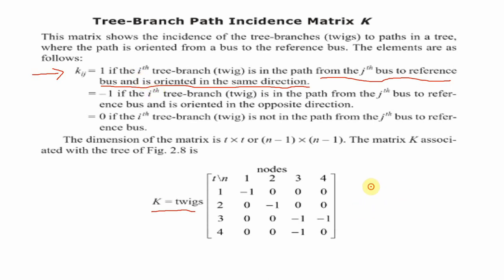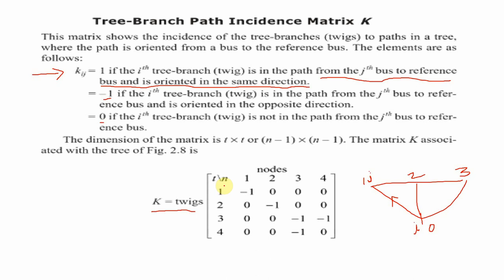Now suppose this is the diagram. Suppose this is node 0, this is 1, this is 2 and this one is 3, and the direction is like this. So this is your ith and this is your jth. So if it is towards the reference, then it is +1. If it is opposite to that, then it is -1. And if there is no relation, then it is 0.